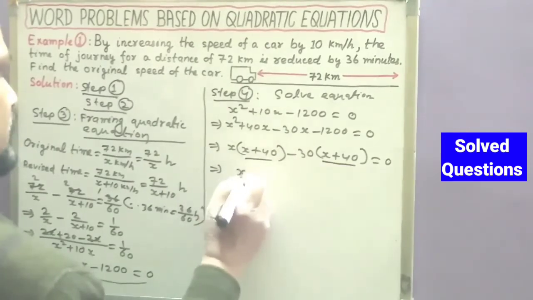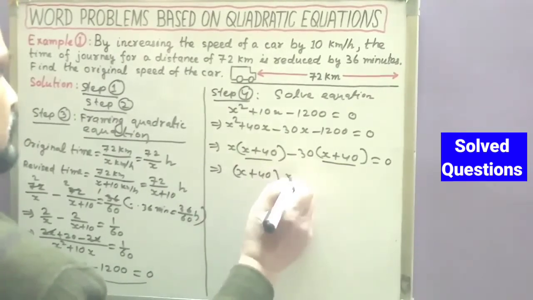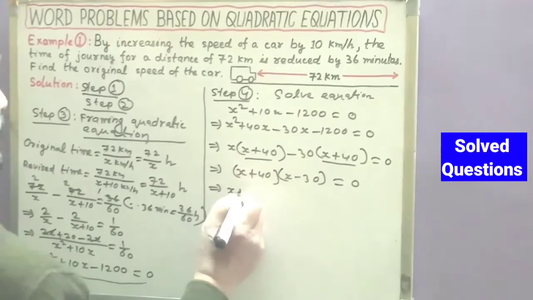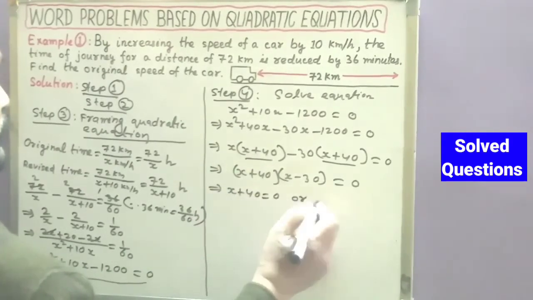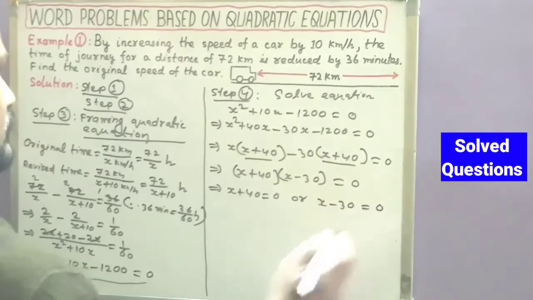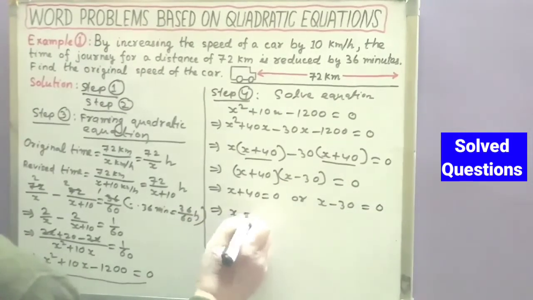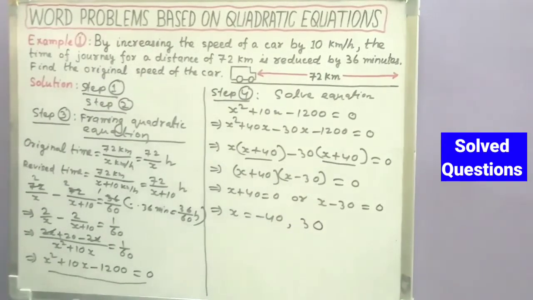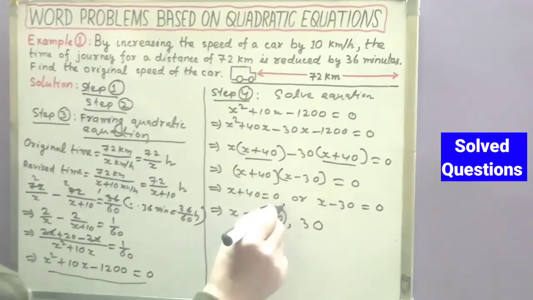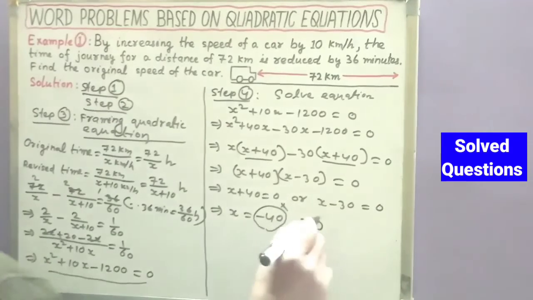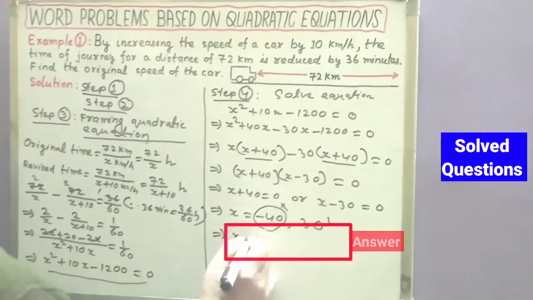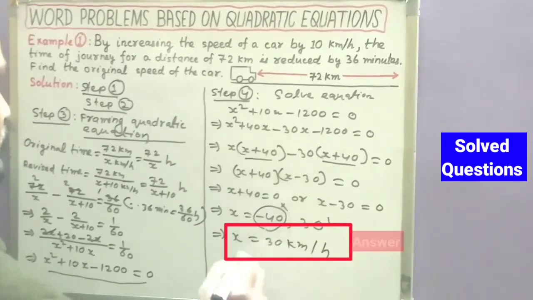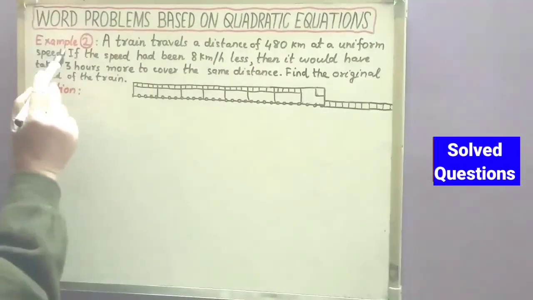Taking x plus 40 as common, (x plus 40) into (x minus 30) equal to 0. That implies x plus 40 equal to 0 or x minus 30 equal to 0. That implies x equal to minus 40 or x equal to 30. Since the speed can't be negative, minus 40 is neglected. So x equal to 30. Hence, the original speed of the car is 30 km per hour. That's your answer.